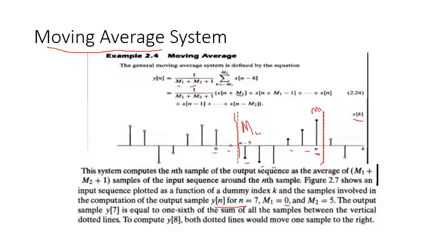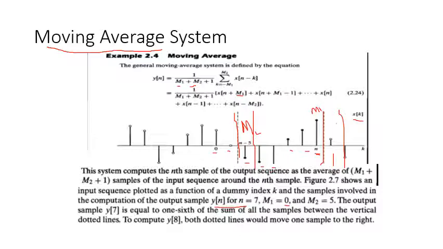So if you want to compute y of 8, we have to move this line to here, so that this will be y of 8. And if we want to keep the window of 6, then we have to move this line as well. So now we will compute y of 8 over the same window size, 1, 2, 3, 4, 5, 6 samples, but now we are computing y of 8.